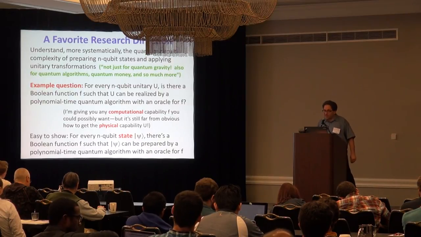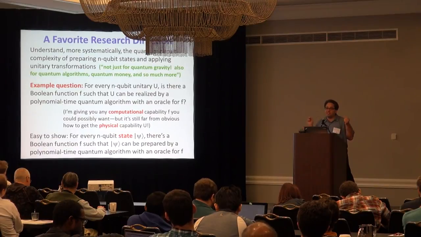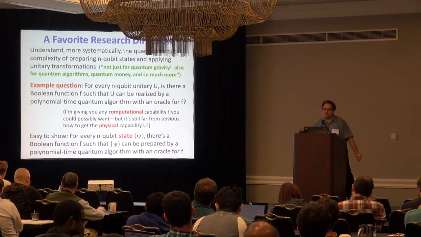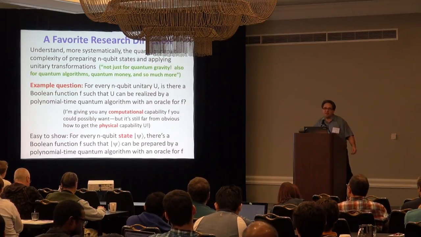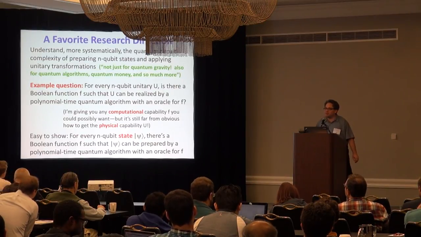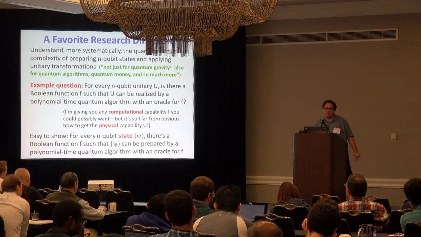By contrast, it is easy to show that for any n-qubit state, there is some Boolean function such that if you could compute it, then you could efficiently prepare that state. I'll leave that as an exercise for you if you're interested. But when you're talking about applying a unitary rather than preparing a state, the question is much harder.